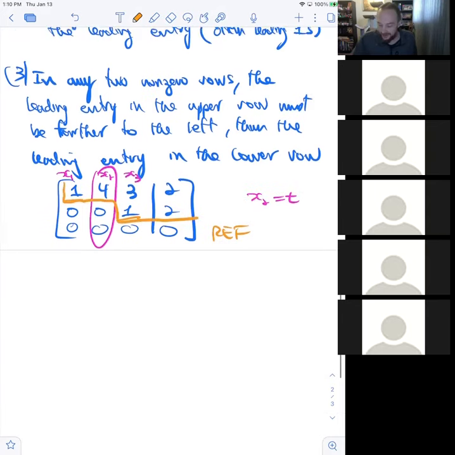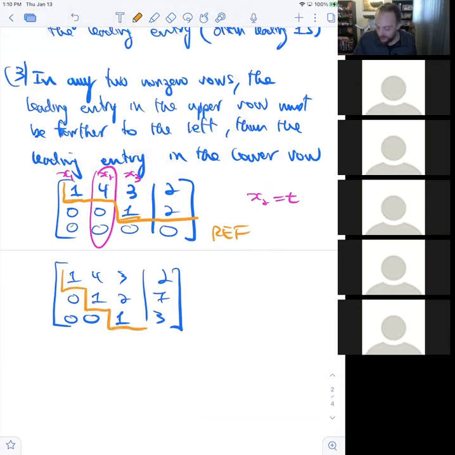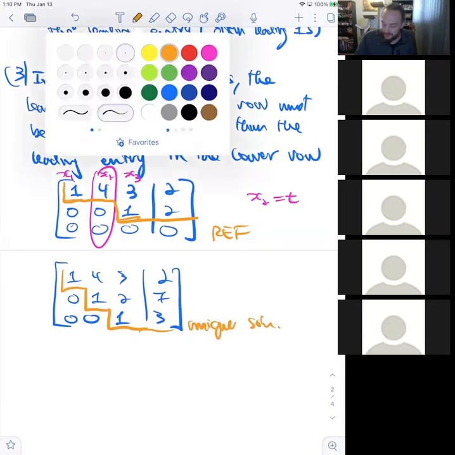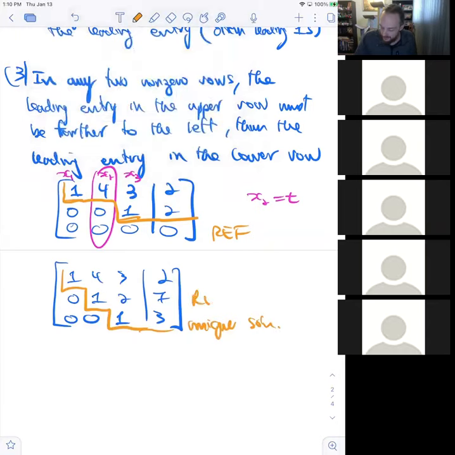And the staircase can look slightly different. In another case, if I have 1, 4, 3, 2, and then I have 0, 1, 2, 7, and then I have 0, 0, 1, 3, then I'm going to have a staircase, which is going to be a unique solution. And this is definitely an REF. And so how do I tell in this case, if I have x1, x2, x3, if I have the same number of leading ones as I do variables that I had originally, I have a unique solution.